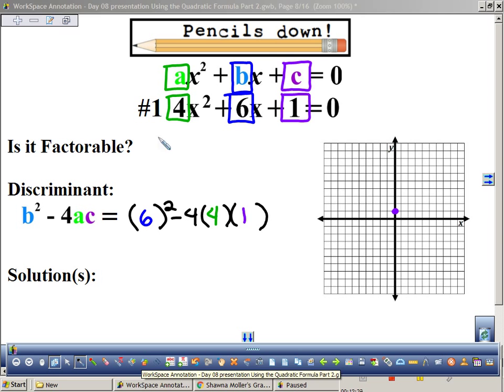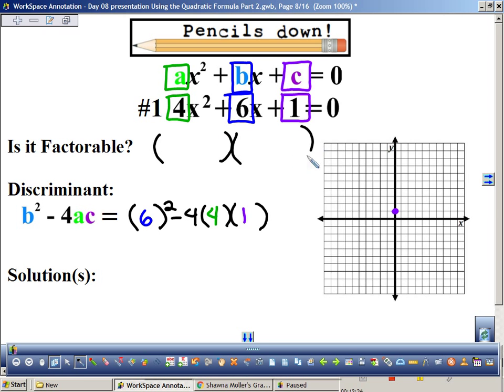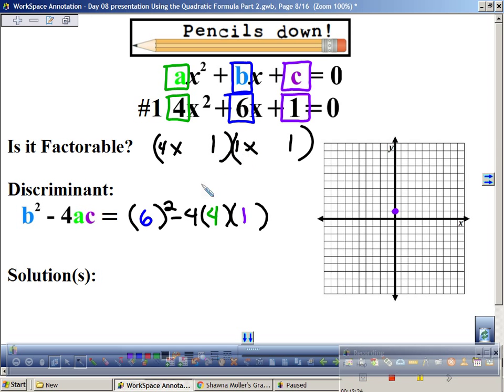Is this factorable? That's what I should have done in the beginning. Let's see. 1 and 1, x and x. If I make this a 4 and a 1, does 1x and 4x make 6x? No. The only other way to factor it would be 2 and 2. Does 2x and 2x make 6x? So this is not factorable. No, it's not factorable.